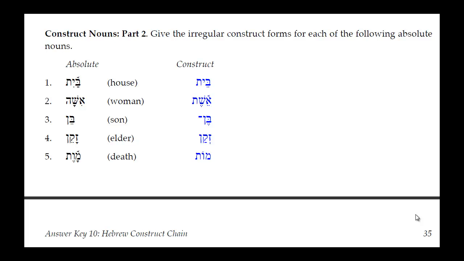All right, welcome back to the second part of Chapter 10, Workbook Homework. And we're going to finish up the construct noun homework here.